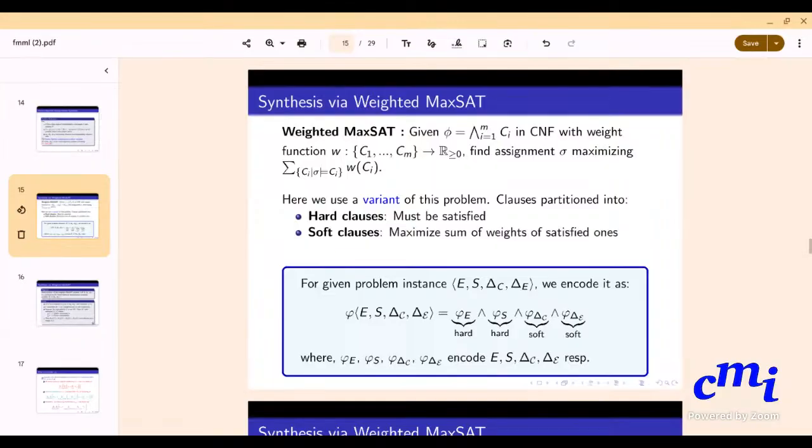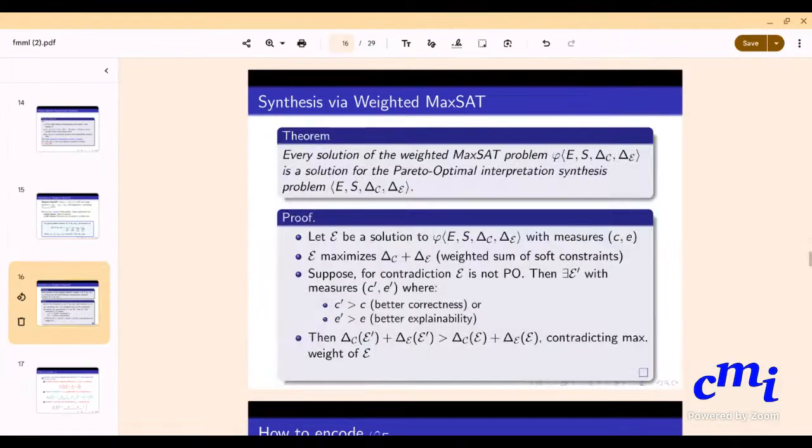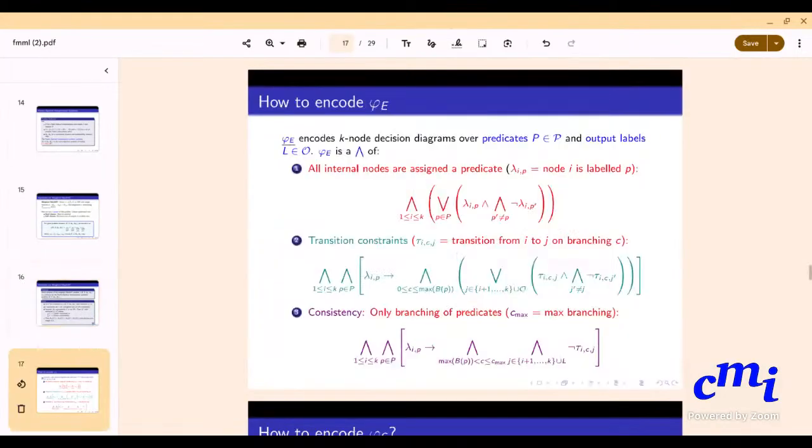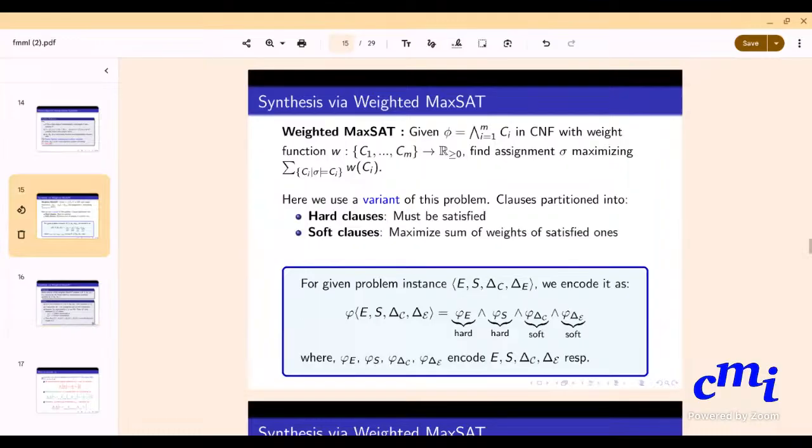So I'm saying use top down. Describe what phi E, phi S, and phi delta C are. Formally, maybe you have that. What is the previous slide? No, next one.